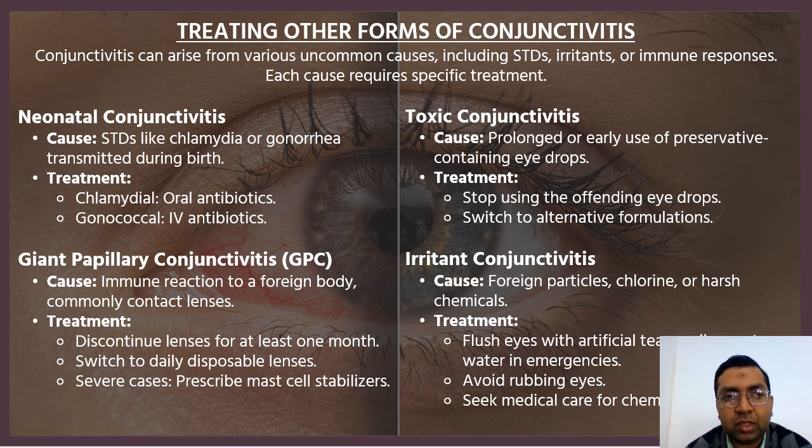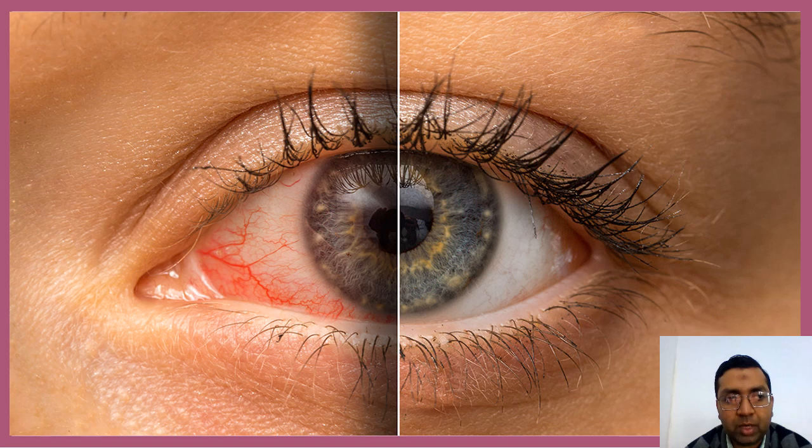So these are the four different types of other conjunctivitis apart from viral, bacterial, as well as allergic conjunctivitis. This is the normal eye and this is the conjunctivitis eye.